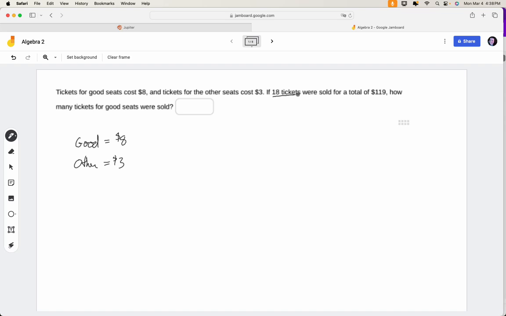Okay, so we have a quantity and we have a value. So we can write a quantity and a value statement here. The number of good tickets plus the number of other tickets was 18. That's our quantity statement. Our value statement is the good tickets are $8, so 8 times the number of good tickets plus the other tickets are 3, 3 times the number of other tickets is equal to 119. So there's our 2 statements that we're going to use.